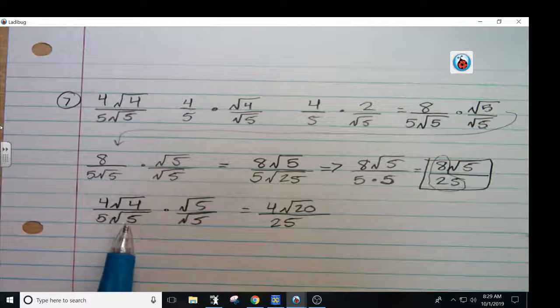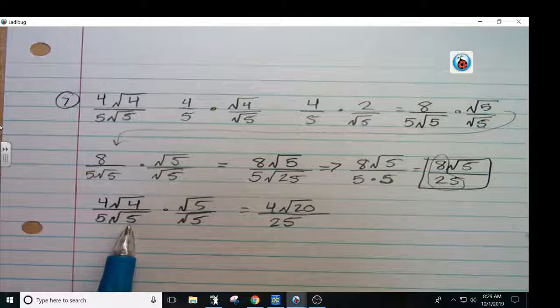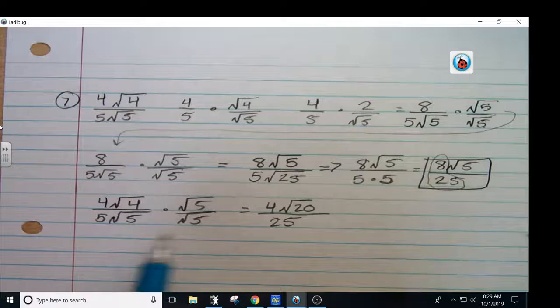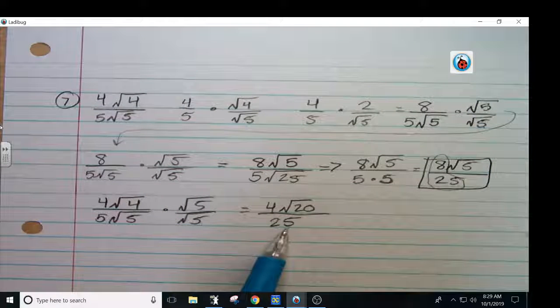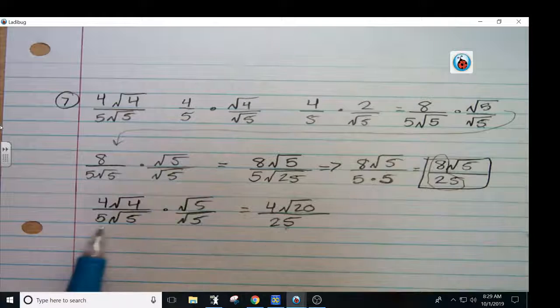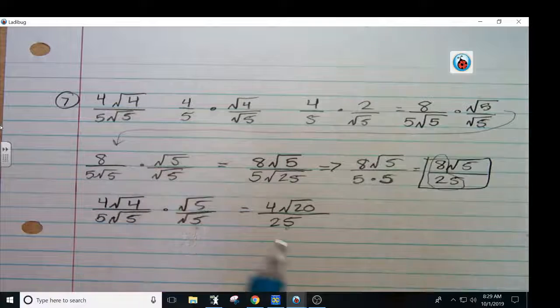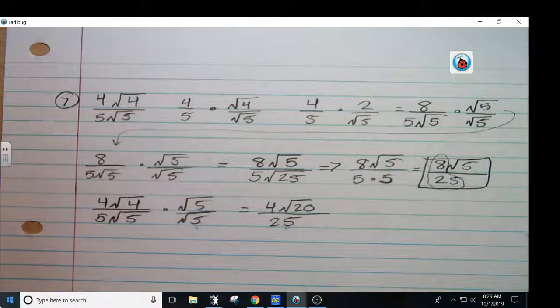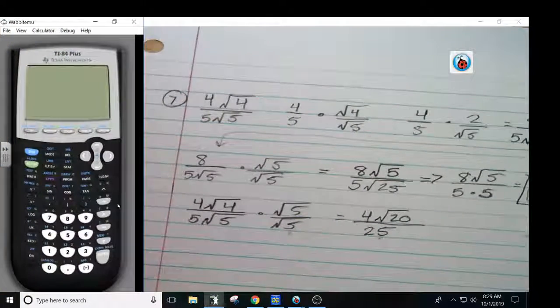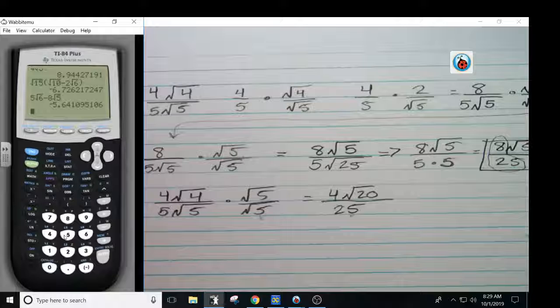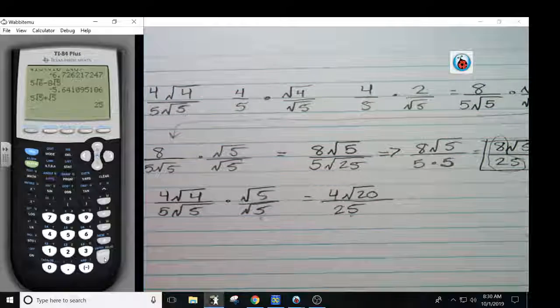Now, guys, how did I get 25? Square root of 5 times square root of 5 is 25. Square root of 25 is 5. 5 times 5 is 25. That's how I got this. Okay? You can actually put that in your calculator and get the same thing. If you're just not sure, put that in your calculator. 5 square root of 5. That's where I got 25.